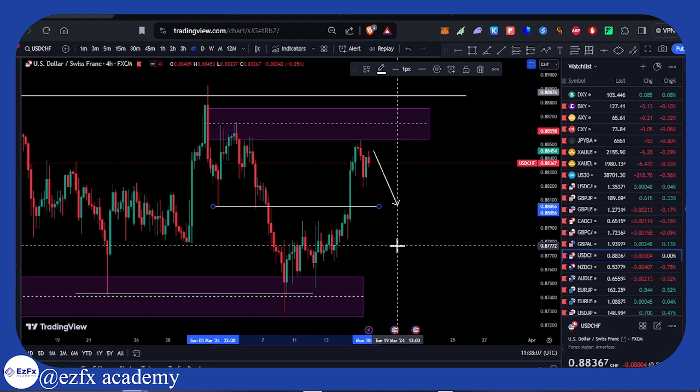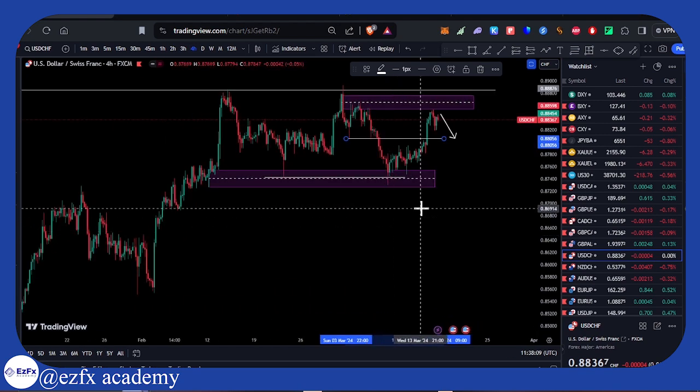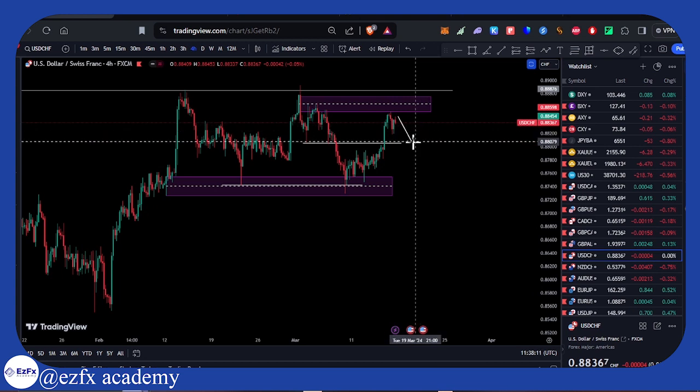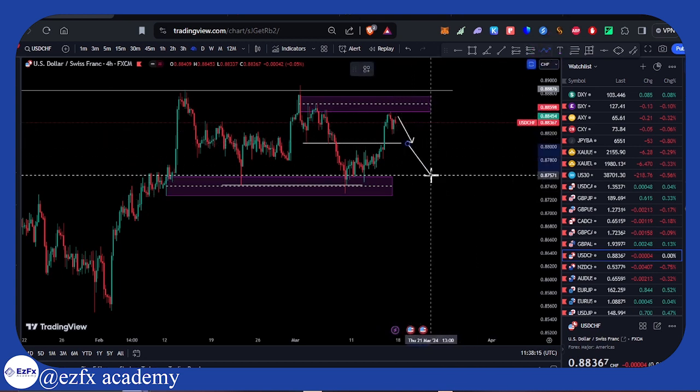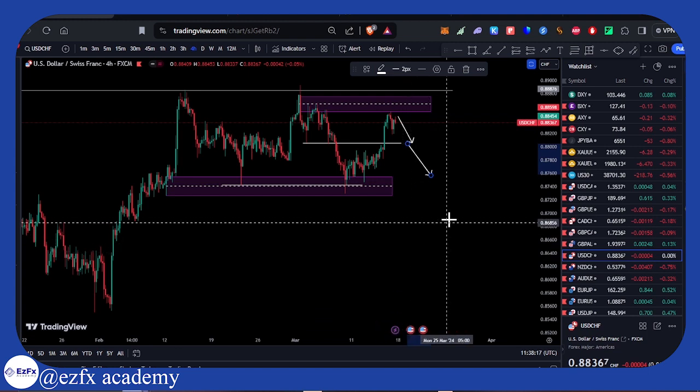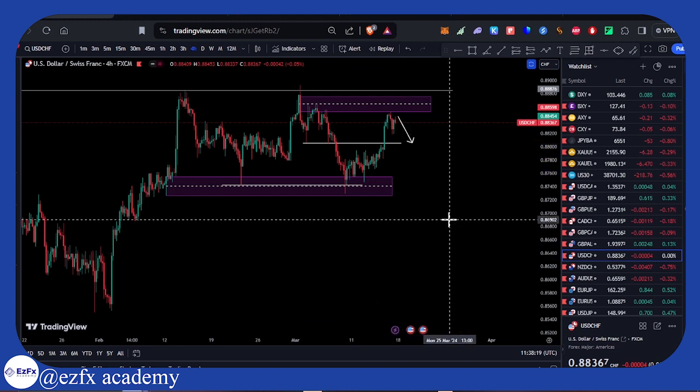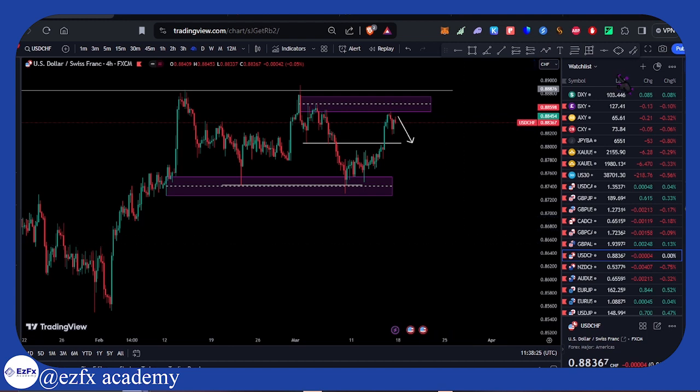However, if I see that doesn't happen, then definitely I'll be watching out for price to break below this and keep going towards something around here. Something like that will be what I'll be looking out for. That being said, overall my bias for USD CHF is bearish. So that is clear.